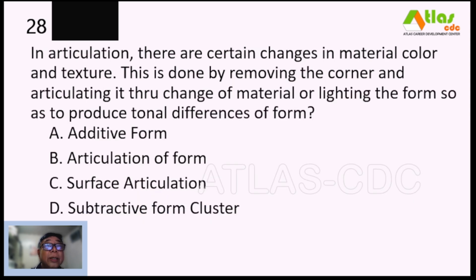And number 28, in articulation, there are certain changes in material color and texture. This is done by removing the corner and articulating it through change of material or lighting the form so as to produce tonal differences of form. A, additive form, B, articulation of form, C, surface articulation, and D, subtractive form cluster.